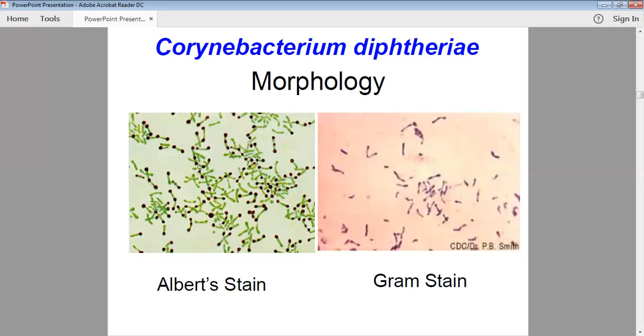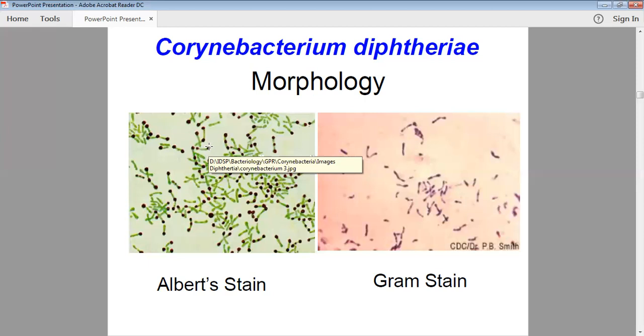And in Albert stain, a special staining method, we demonstrate Corynebacterium diphtheriae in a throat swab. The characteristic feature is these pointed structures. These are not spores, these are granules, metachromatic granules, and that is the characteristic morphological appearance of Corynebacterium diphtheriae. They are also known as Babes-Ernst granules, volutin granules, and they are present as polar bodies.